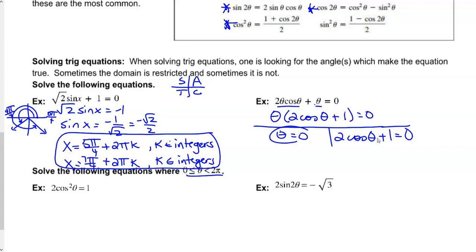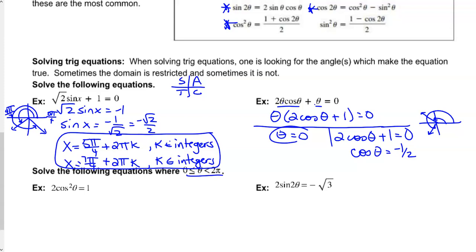I'm going to get cosine by itself by subtracting 1 and dividing by 2. I hope that's okay that I do it all in one step. That cosine is equal to negative 1/2. Now I turn to my little chart. Where is cosine going to be negative? It's positive in these two, so we're looking at working in the second and the third quadrant. I need this angle and I need this angle.